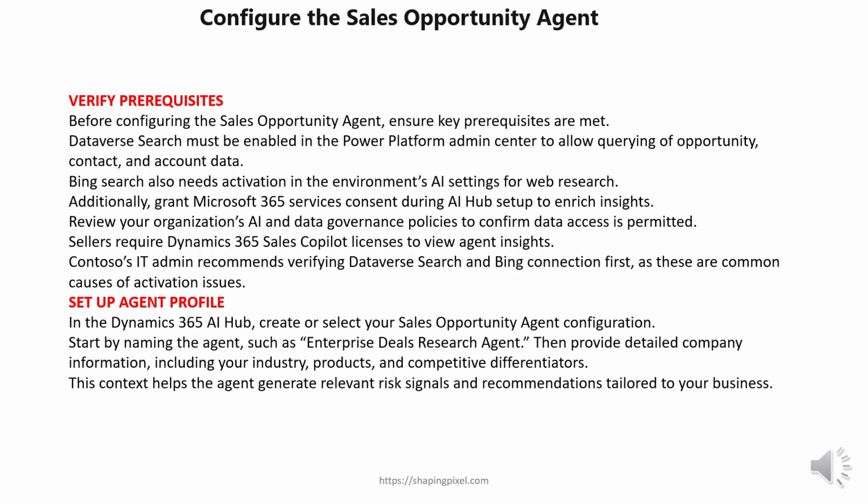Set up agent profile. In the Dynamics 365 AI Hub, create or select your Sales Opportunity Agent configuration. Start by naming the agent, such as Enterprise Deals Research Agent. Then provide detailed company information, including your industry, products, and competitive differentiators. This context helps the agent generate relevant risk signals and recommendations tailored to your business.